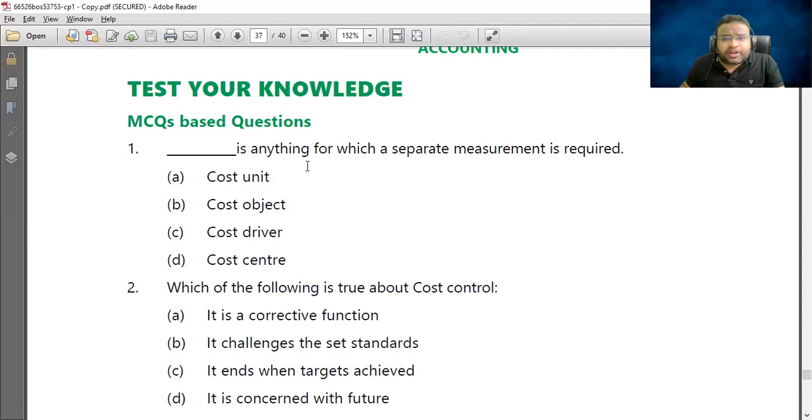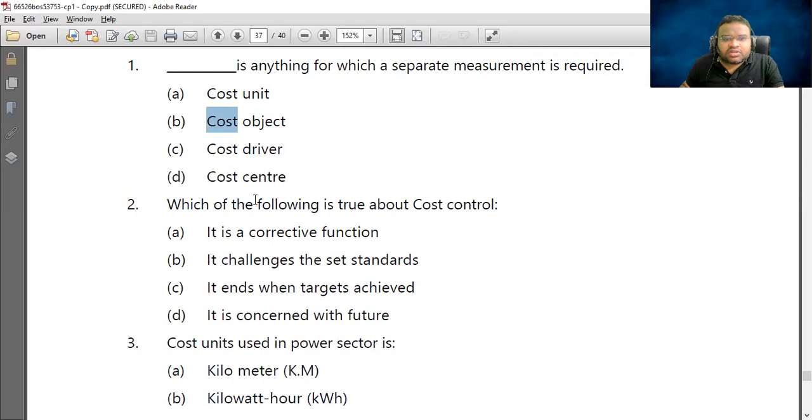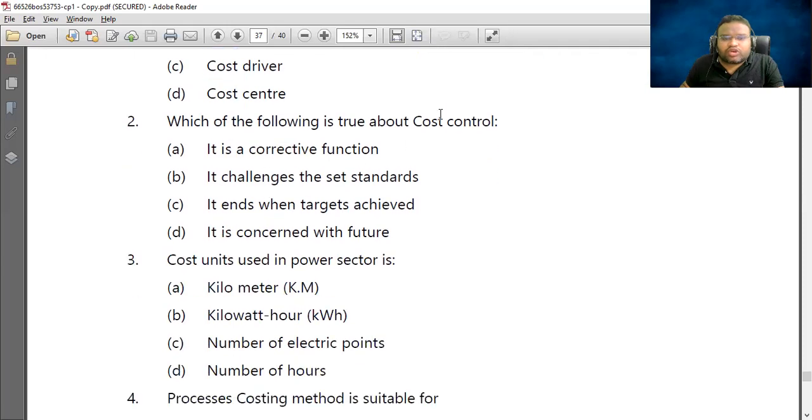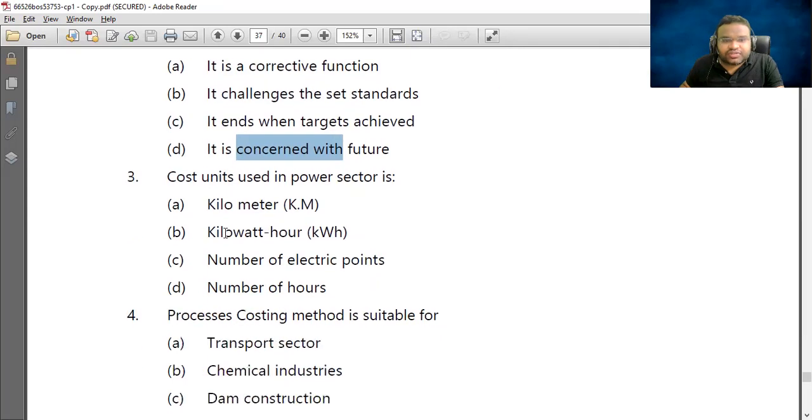Dash is anything for which separate measurement is required. What is that? Cost object. Which of the following is true about cost control? It ends when the targets are achieved, because the remaining are all about cost reduction: the corrective function, challenging the set standards. Those are the features of cost reduction. Only cost control ends when targets are achieved.